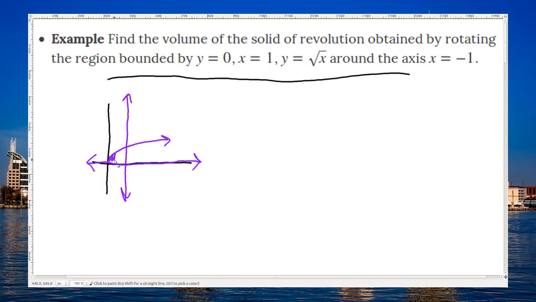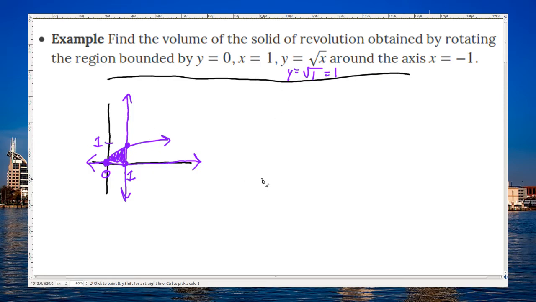Okay, so we see here that this is my region that we're revolving, and I need to identify the points that things are crossing at. In this case, it's pretty straightforward. I don't need to set anything equal to each other. I could easily see that this is the origin, 0, 0, and this is the line x is equal to 1. And if I plug x is equal to 1 into the square root of x, I get y is equal to 1. So that's 1 up here.